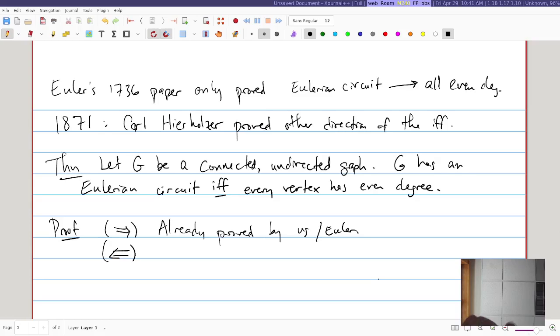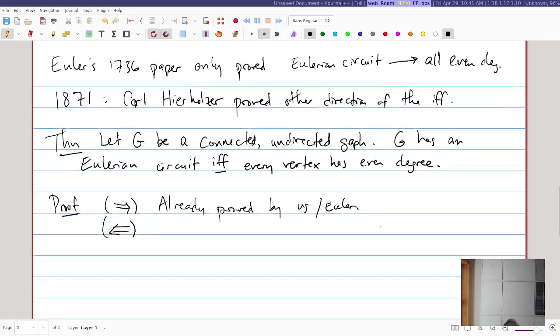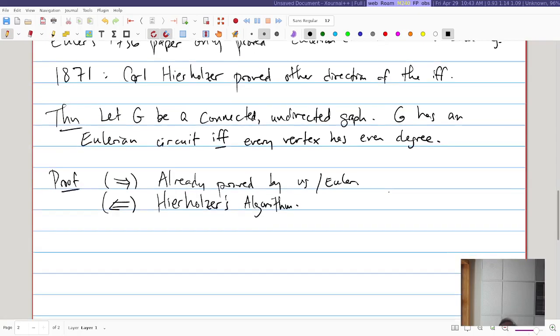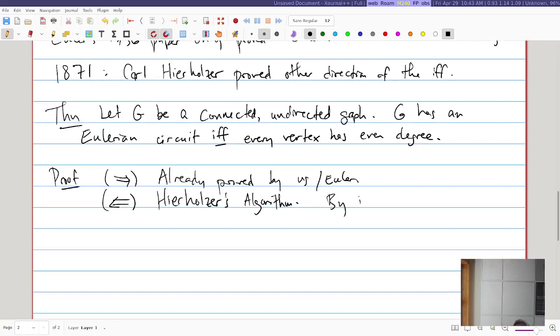Well, with the caveat that we're only talking about undirected graphs, and that graph is directed, but it turns out you can generalize this all to work for directed graphs as well. All right, let's see how this is going to work. So this is called Hierholzer's algorithm. And it's by induction on the number of edges.